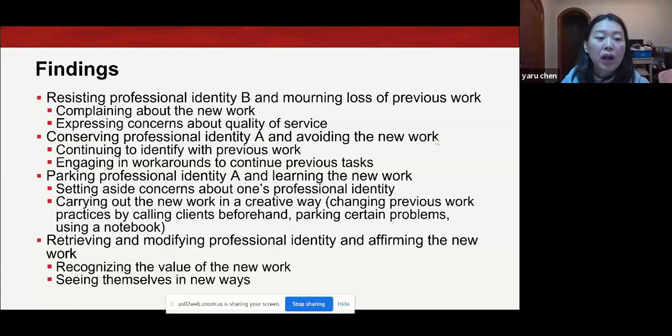The first stage is that they resisted the new professional identity and were mourning the loss of previous work. This is reflected in 2 aspects. The first is what I have just described, complaining about the new work. The second is expressing concerns about quality of service. For example, the caseworkers are concerned that the OTs and the OTAs don't know enough about benefits and housing safety issues, so they don't provide a rounded service to the clients. Whereas the OTs and OTAs were concerned that the caseworkers haven't got any medical background or any training specifically in occupational therapy, so they might miss things that the OTs and the OTAs wouldn't miss.